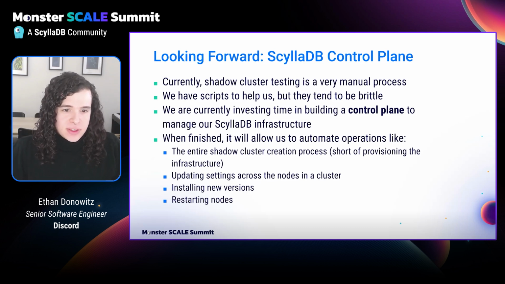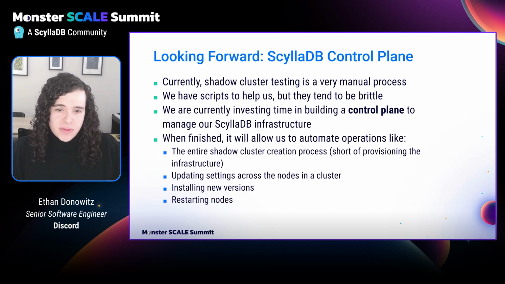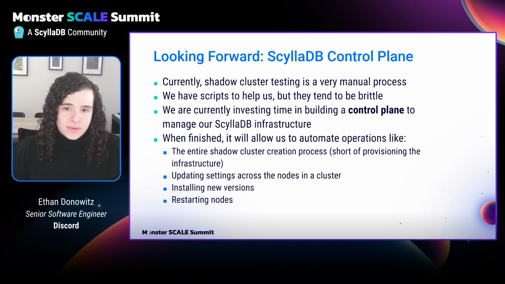It'll eventually allow us to hopefully automate most of the shadow cluster creation process, short of actually using Terraform to provision the infrastructure. It'll help us to update settings across the nodes in a cluster. It'll help us to install new versions. We can restart nodes. We can do a rolling restart of the whole cluster. The idea is that it will help us with some small one-off operations like restarting a single node or running some kind of CQL statement on one of the nodes, to coordinating even more complicated workflows across the whole cluster, like upgrading a cluster one node at a time.